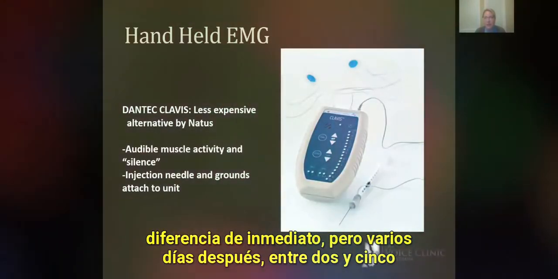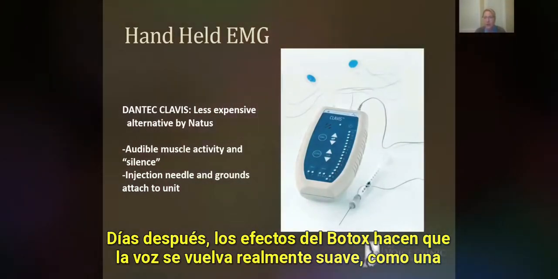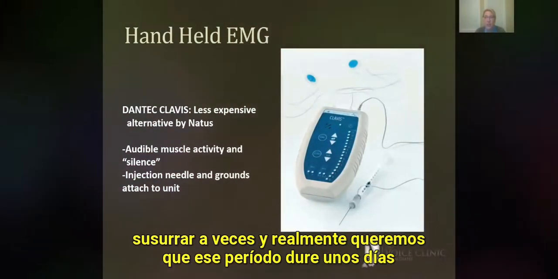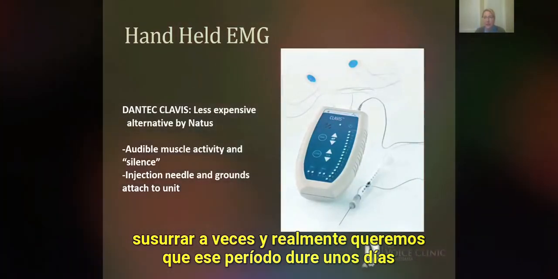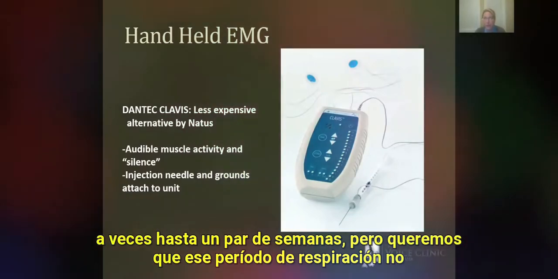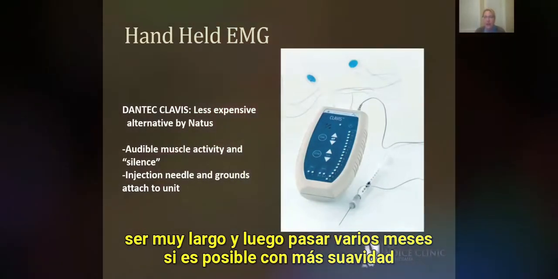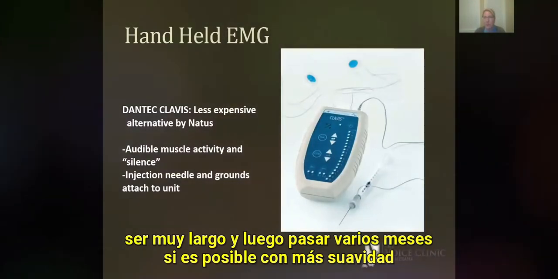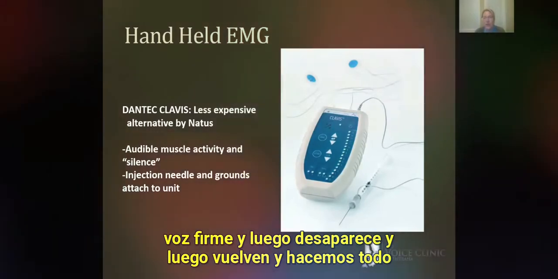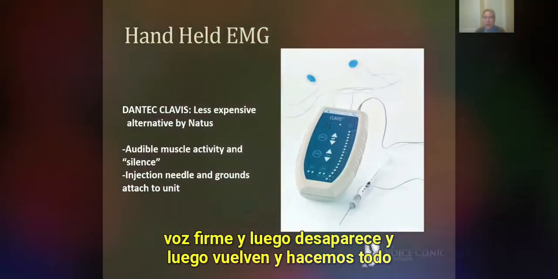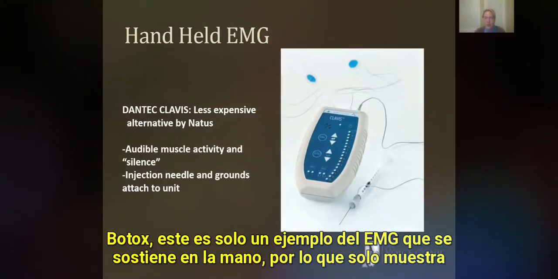Typically they don't notice a real big difference right away, but several days later, anywhere from 2 to 5 days later, the Botox effects kick in, the voice becomes really soft, kind of like a whisper sometimes. And ideally, we want that period just to last a few days, sometimes up to a couple of weeks, but we want that breathy period not to be very long, and then to go several months, if possible, with more of a smooth, steady voice. And then it wears off, and then they come back and we do the whole procedure over again. So in the ideal world, that's what we shoot for with the Botox.